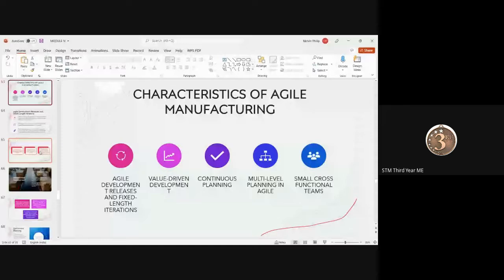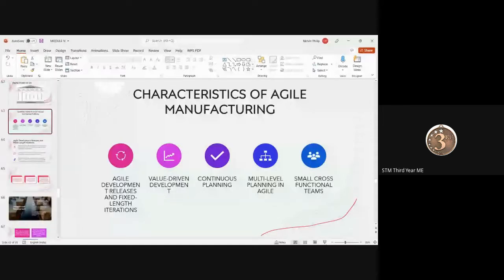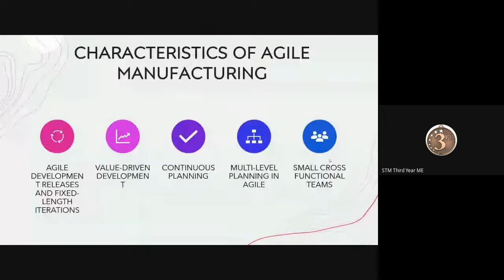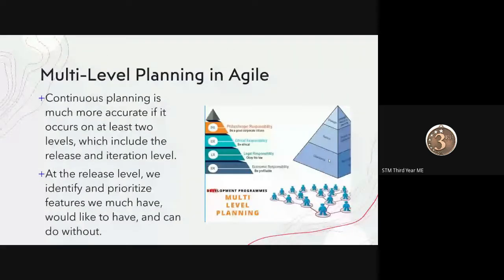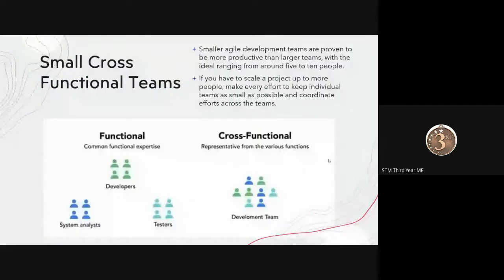Okay, we were looking at various characteristics of agile manufacturing, and we had covered till multi-level planning. Next comes small cross-functional teams. So, what are small cross-functional teams?